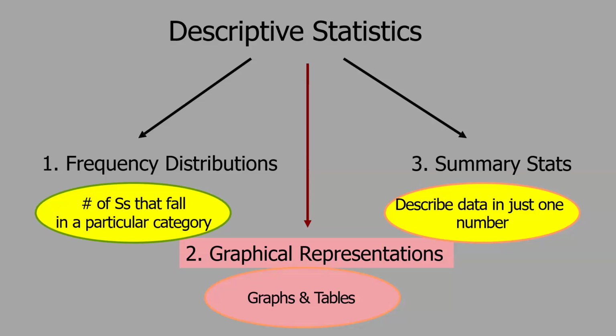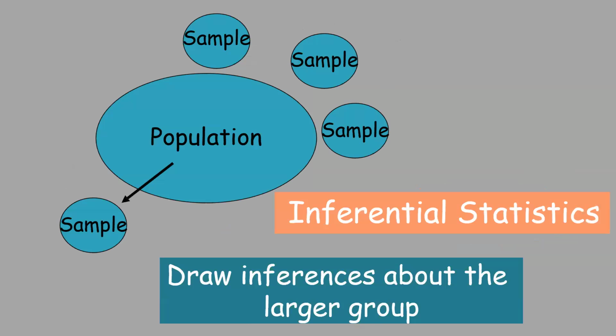So this is frequency, that is, how frequently the letter S is coming in a word, a sentence, or a phrase, or how it's mentioned in a paragraph or in the book from this page to that page. All this can be taken as a sample. So here it means frequency distribution, whereas summary statistics is describing the data in just one number. For graphical representations, you can make use of graphs, tables, pie charts, and other diagrams as well.